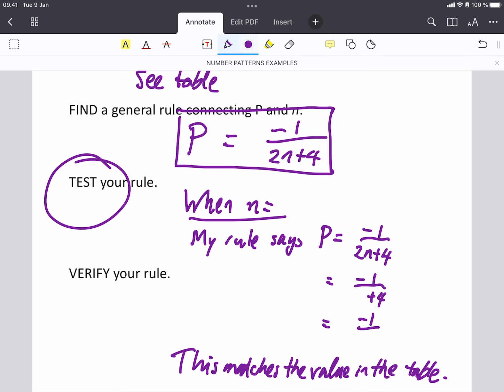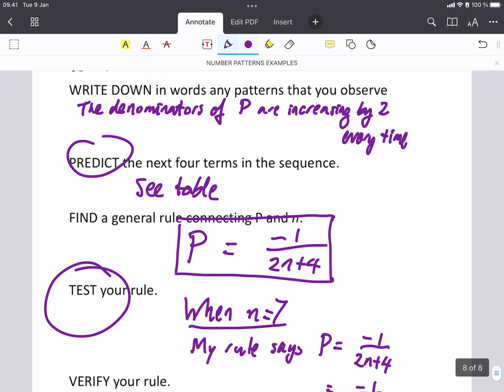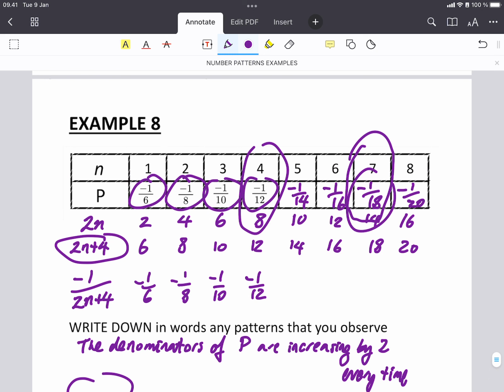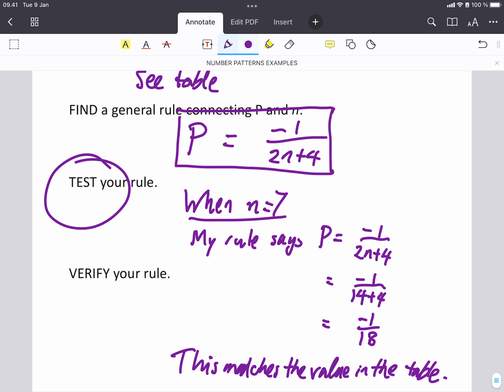So when n equals 7, my rule says p equals minus 1 over 2n plus 4, which will be minus 1 over 2 times 7 is 14. So minus 1 over 14 plus 4, which would be minus 1 over 18. And that matches the value in the table. And hopefully we've picked up lots of marks fairly quickly there.